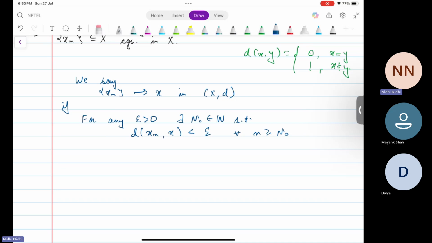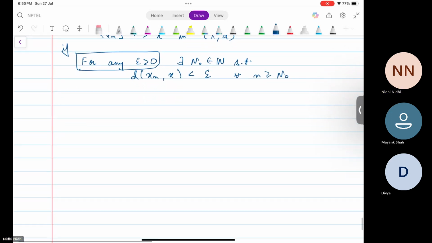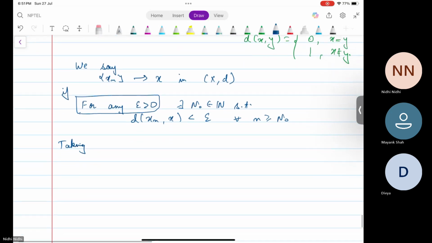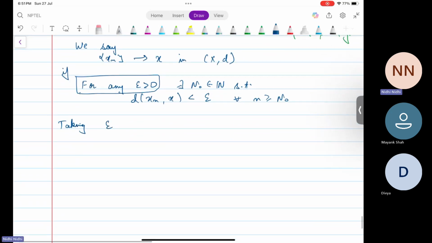So now we need to see what happens in the case of discrete metric. Now this epsilon is arbitrary. I can take any epsilon. For this epsilon, I should be able to find some n naught. Now if I take epsilon to be less than or equal to 1, again, I should be able to find some n naught such that d(x_n, x) is strictly less than epsilon, less than or equal to 1, for all n greater than or equal to n naught.